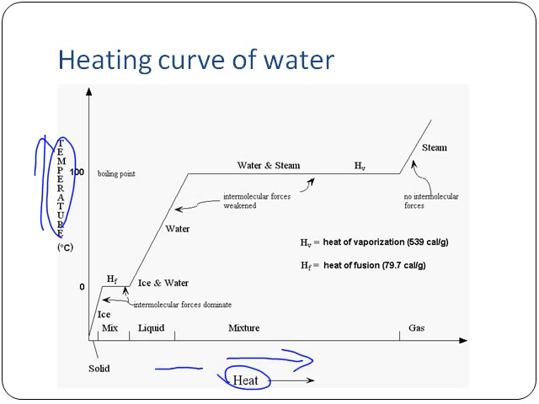Now if you take a look, we start off way down around this region right here. So we have down here solid ice, because it's below the freezing point, which is 0 degrees. As we add heat, slowly what happens? The temperature rises. It rises until it gets all the way up to 0 degrees. When it gets to 0 degrees, that ice is going to start melting.